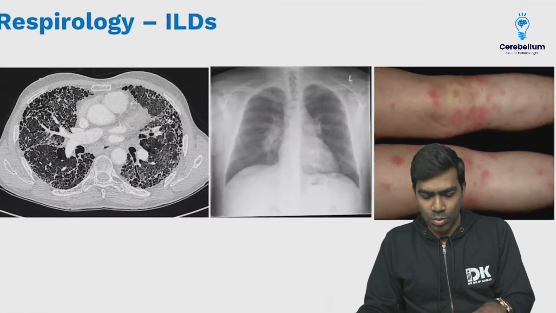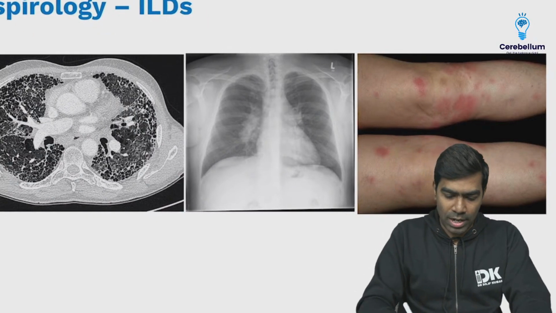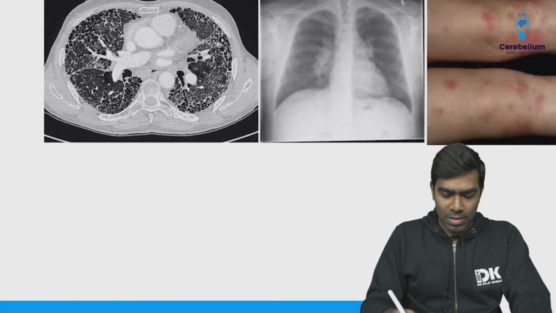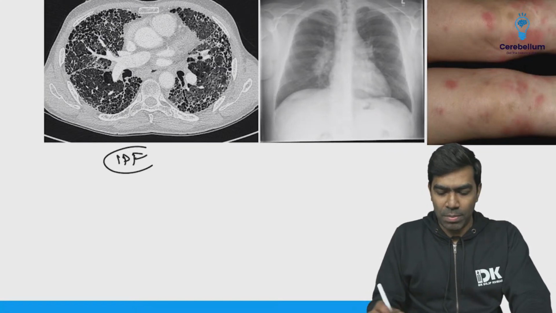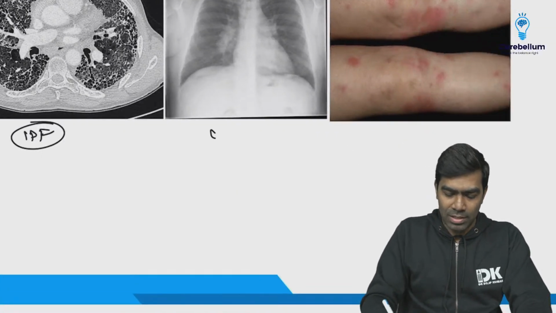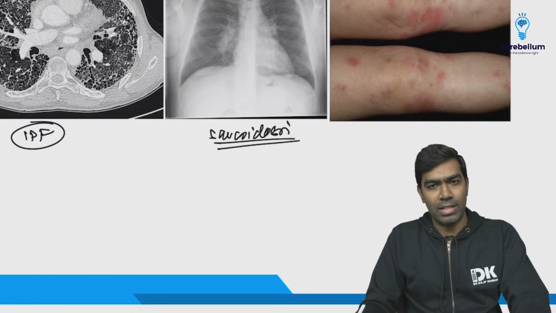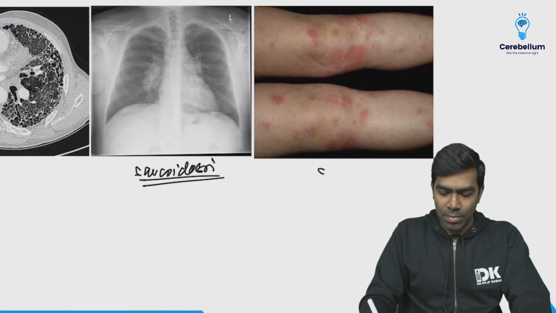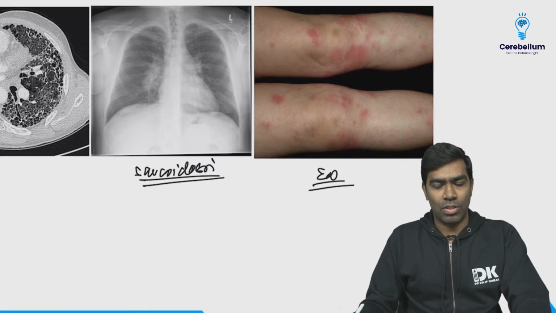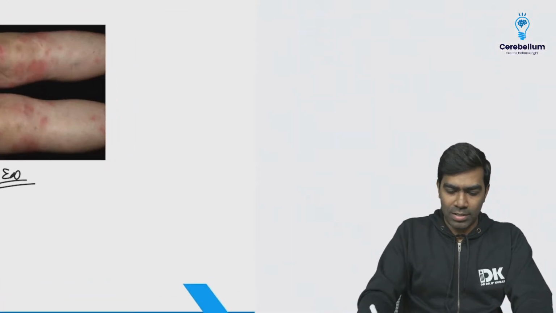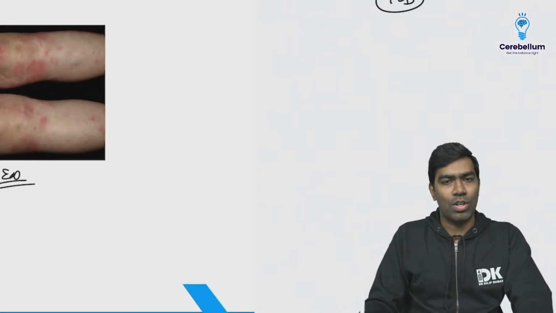Okay, coming to ILDs, the most important ILDs. What is the first image? First image suggests IPF, idiopathic pulmonary fibrosis. Second image suggests sarcoidosis. Third image is also something very commonly asked in exams, that is erythema nodosum. So these are very commonly asked in exams. So how to classify ILDs, interstitial lung disease? How will you classify?